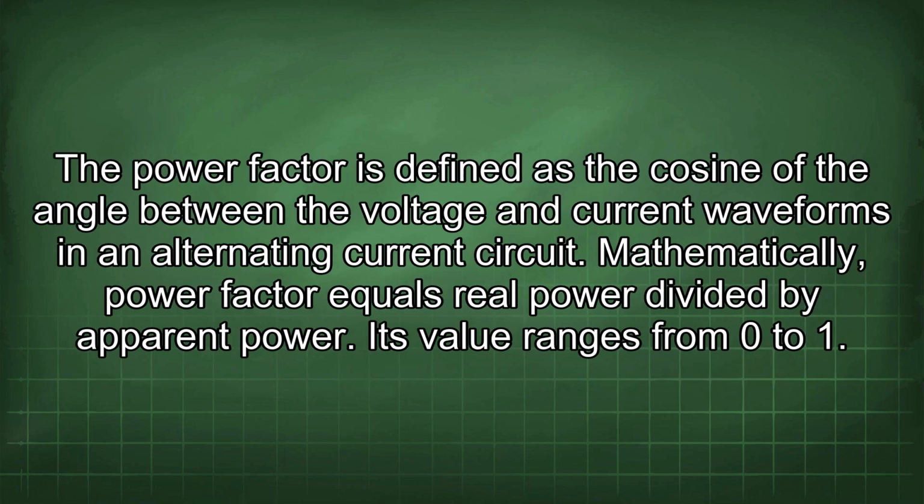The power factor is defined as the cosine of the angle between the voltage and current waveforms in an alternating current circuit. Mathematically, power factor equals real power divided by apparent power. Its value ranges from 0 to 1.